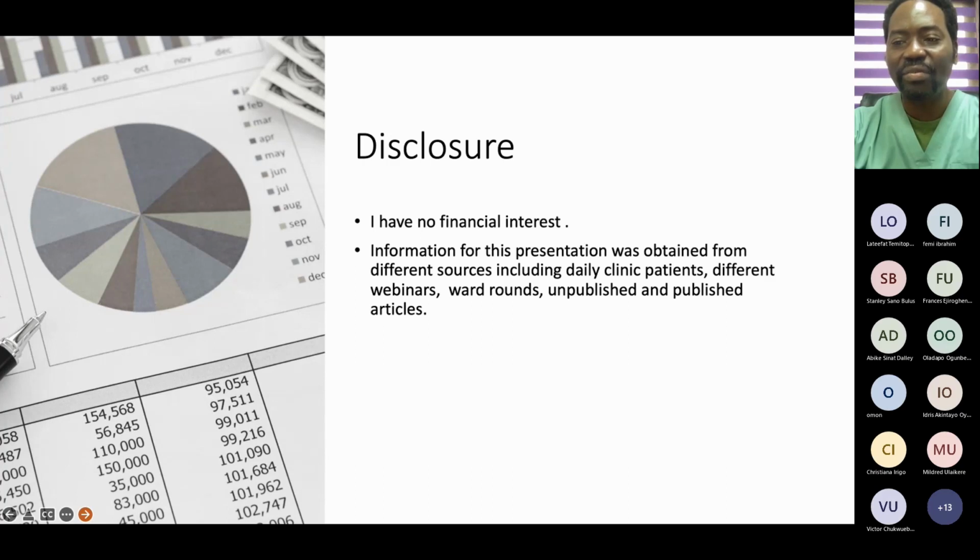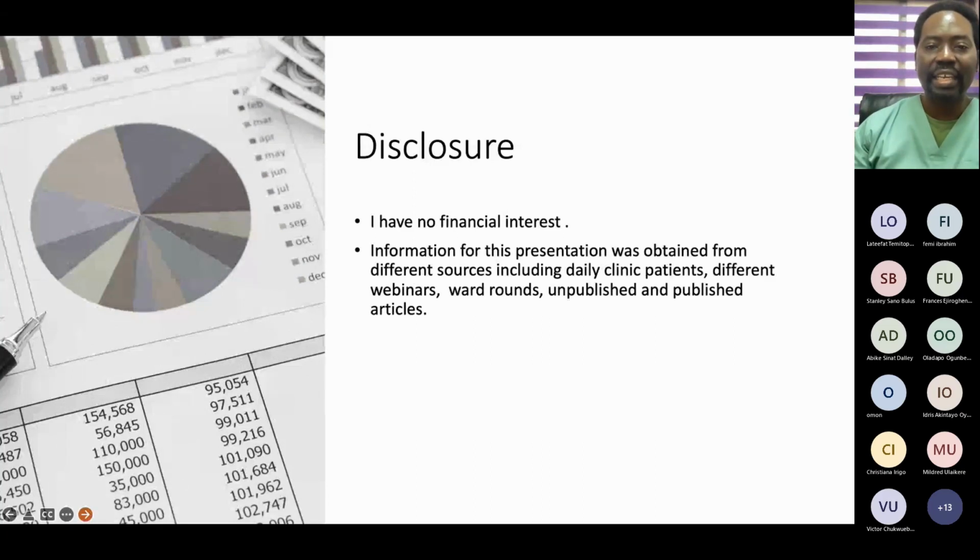A lot of people say fluorescein angiography, FFA, is out of reckoning, it's no longer relevant for retina practice. It still has its place, and we are going to look at the areas where we are able to use fluorescein angiography these days. So I have no financial interest.